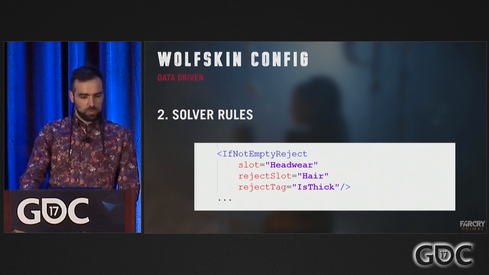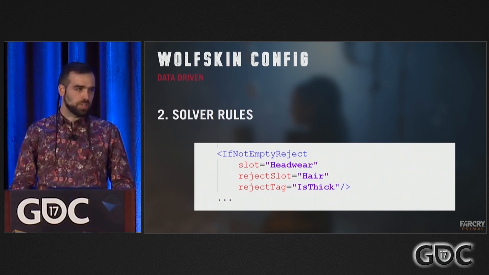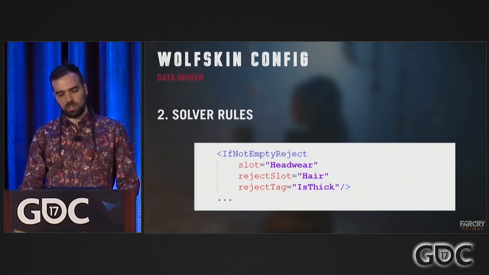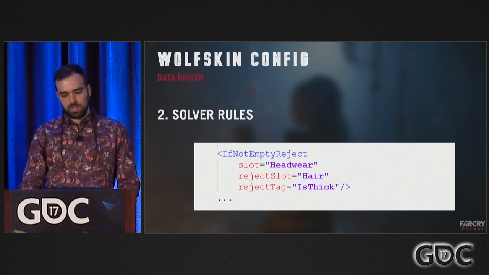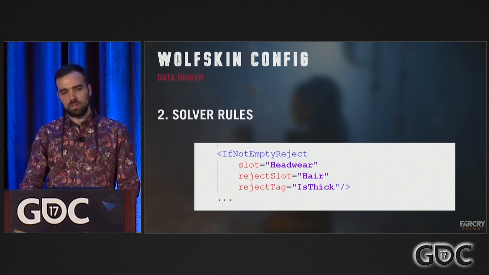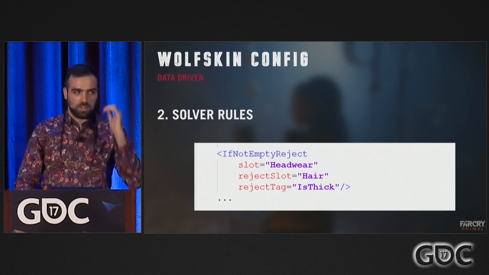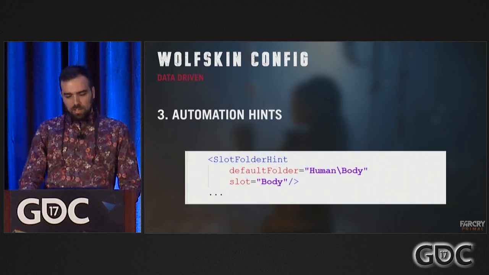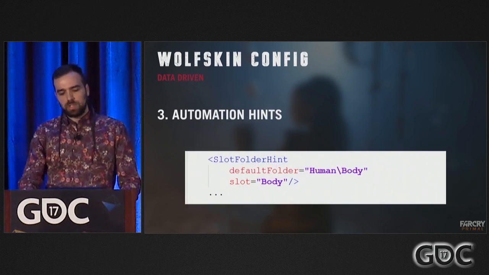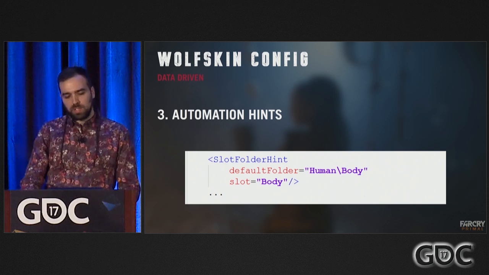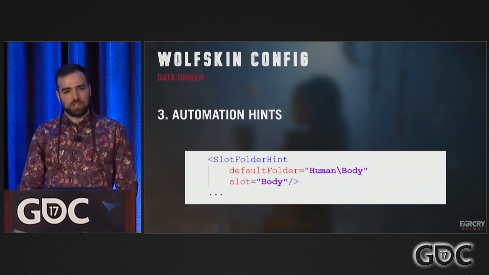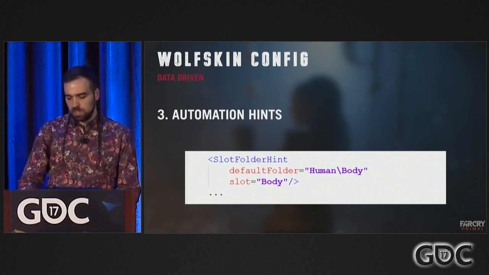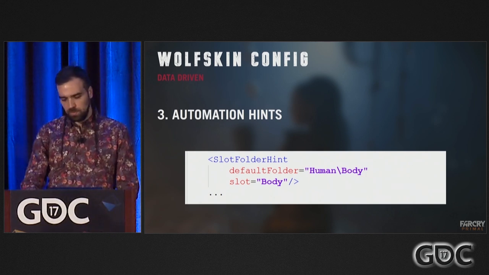Then we have solver rules. WOLFSKIN runs solvers on the data to find out what it should spawn when building the character. For instance, there we have a rule that handles the conflict that could occur between the hair mesh and the hat mesh. Finally, we have automation hints. When we were building WOLFSKIN, we found it's very important that it's super fast to add data, and so for that we created some automation hints that the artist can make to speed up the process.